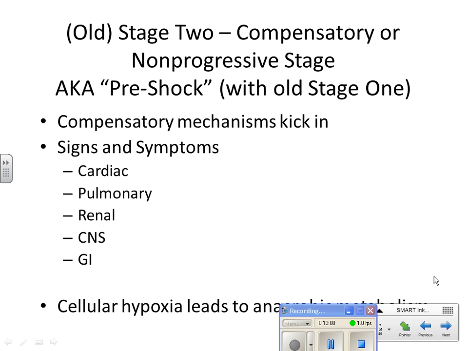We may start to get a little bit of restlessness, anxiety, as the amount of oxygen going to the brain starts to drop. And we're going to see a drop, a slowing down of the GI peristalsis. Again, that fight or flight. We'll see a little uptick in the blood sugar levels because of that glucocorticoid release, again, a compensatory mechanism.